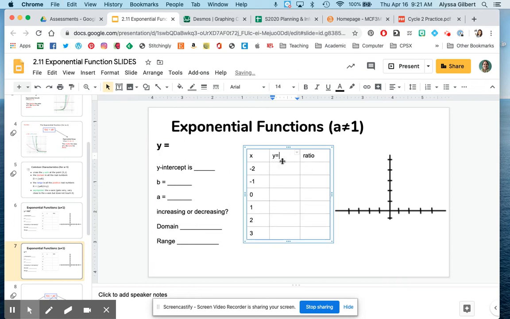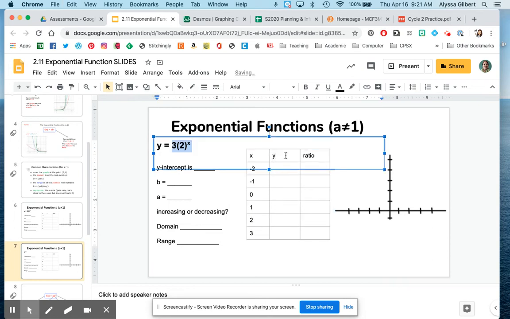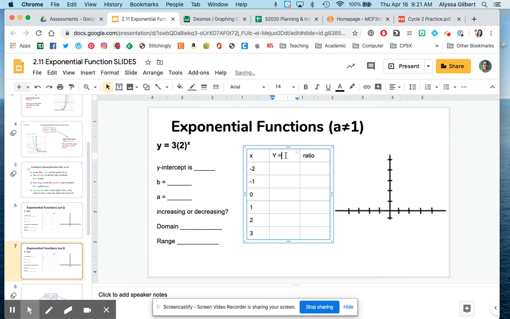Oops. What am I doing? Let's not cut it, Alyssa. Ms. Gilbert, sorry. I talked to myself.